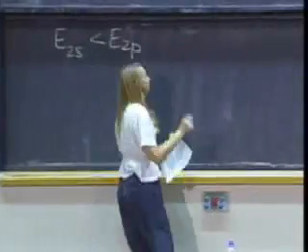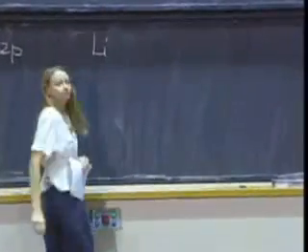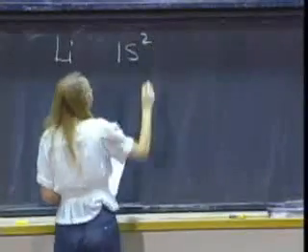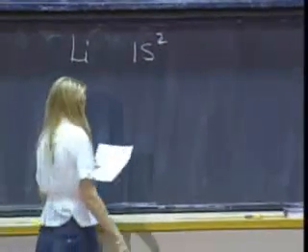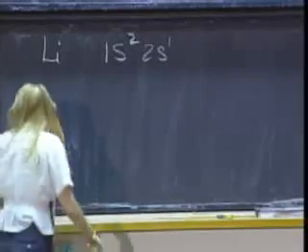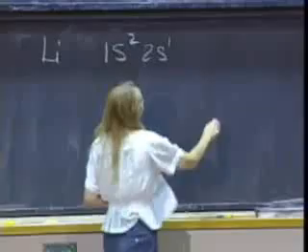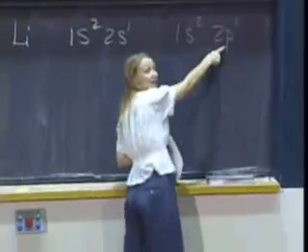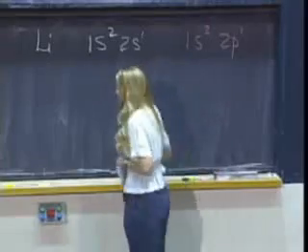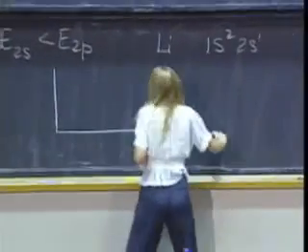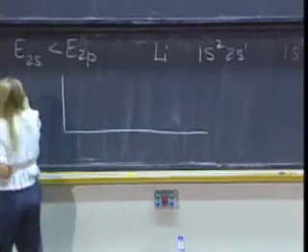Well, let's think of the lithium atom. You know that the electron configuration of lithium is 1s2, 2s1. The electron configuration of lithium is not 1s2, 2p1, right? Because that's a higher energy. But why? Well, to answer that, we've got to look at a radial probability distribution again.